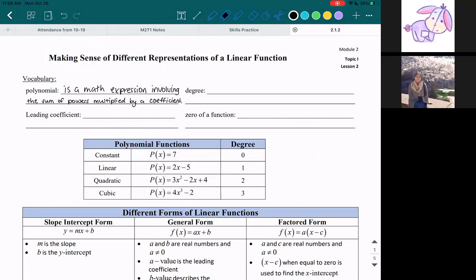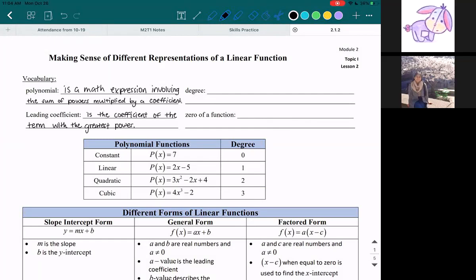Okay, let's talk about leading coefficient. The leading coefficient is specifically talking about polynomials. So leading coefficient is the coefficient of the term with the greatest power. So what does that even mean? So let's take a look at these examples on the bottom in this chart.